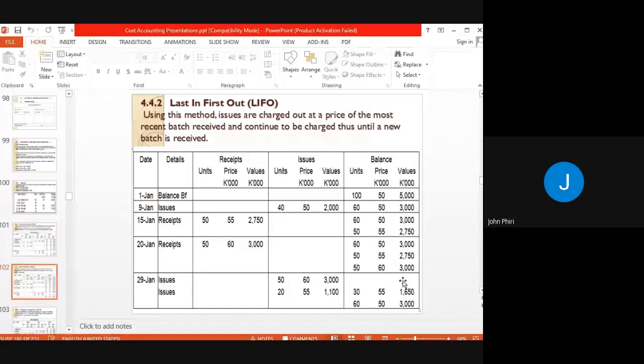Now, here we are. We are now going to issue on the 29th. And at this stage, we are using LIFO. What is LIFO? Last in, first out.